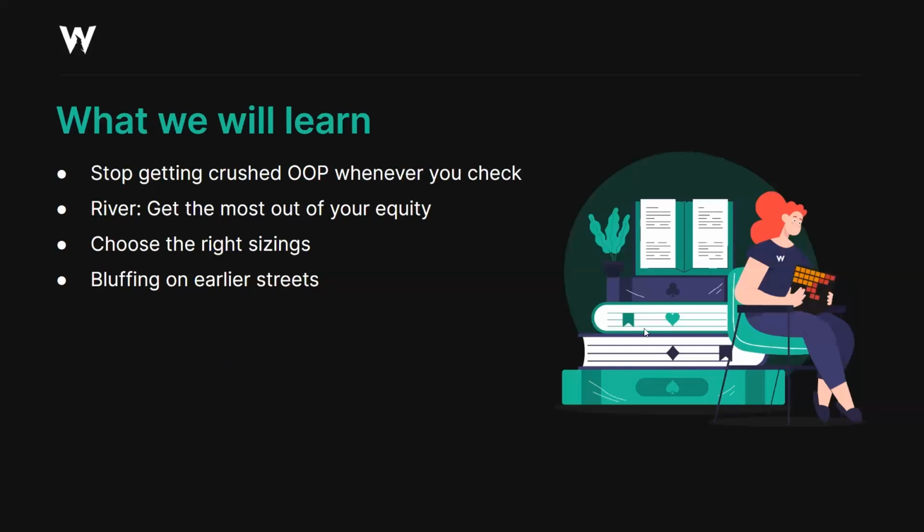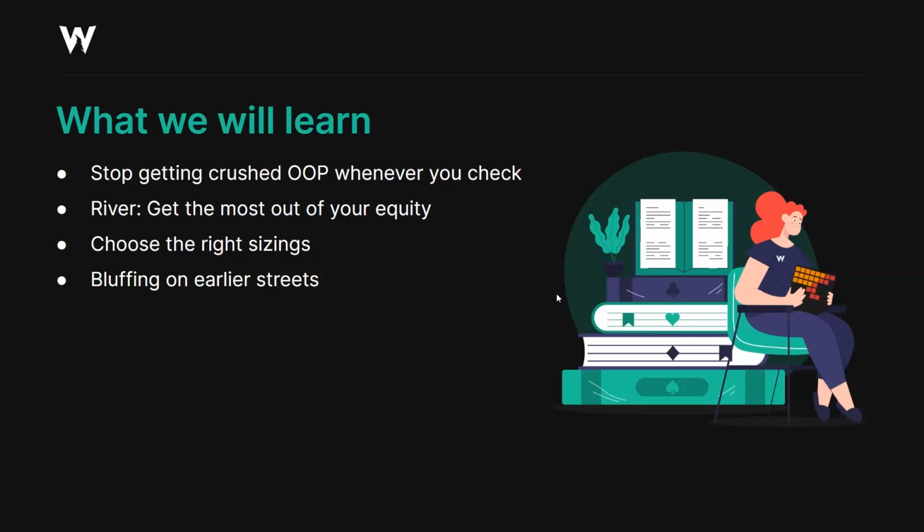So what are we going to learn today? First of all, we're going to talk about how to stop getting crushed out of position whenever you check. Okay, so this is going to have to do with trapping, protecting checking range, inducing, that sort of thing. I've definitely seen a lot of players struggle with this, and I've had students that come up with very, very funny, almost patch solutions to the problem, like never checking out of position, like barreling the turn 80% out of position, just so they don't get in the spot.